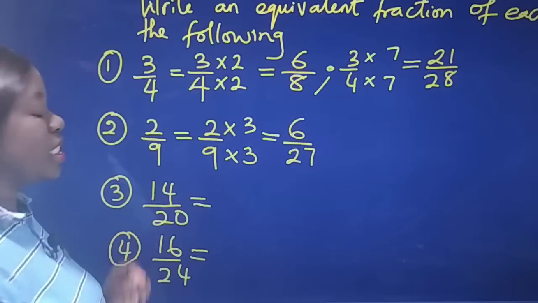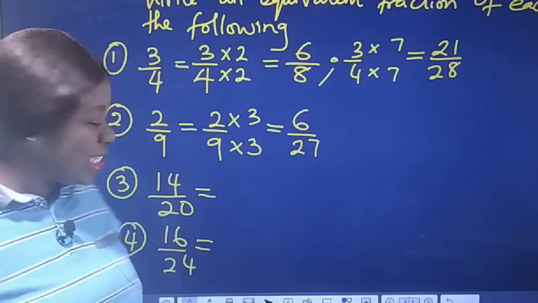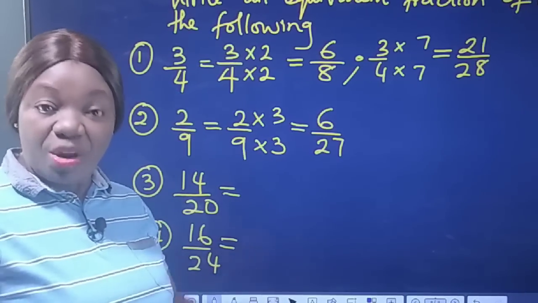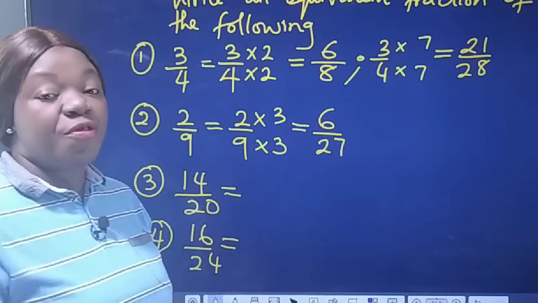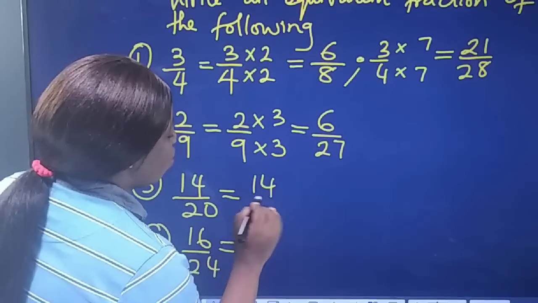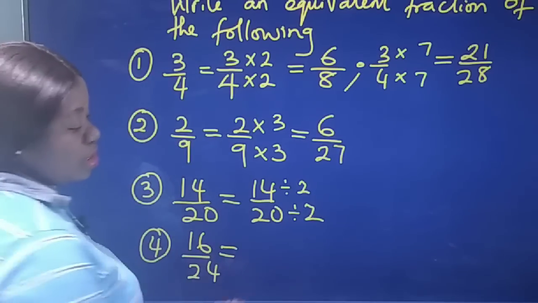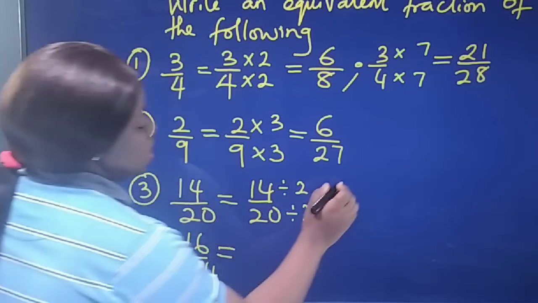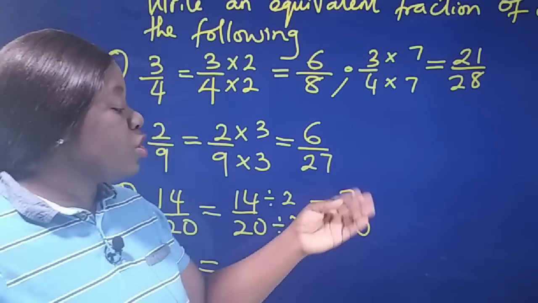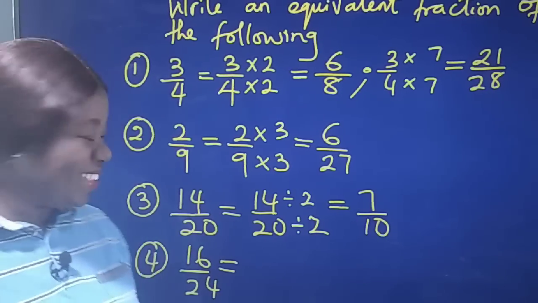Now look at the next one, which is 14 over 20. Can you reduce 14 over 20? Yes, it is not in its lowest term. Something can divide. So if a number can divide, then we have to reduce. Don't increase. If we can reduce it, we have to reduce it. So that will be 14 over 20. Let's divide by 2 because they are both even numbers. 14 divided by 2 is 7. 20 divided by 2 is 10. Can we still reduce? No. So 7 over 10 is an equivalent fraction of 14 over 20.